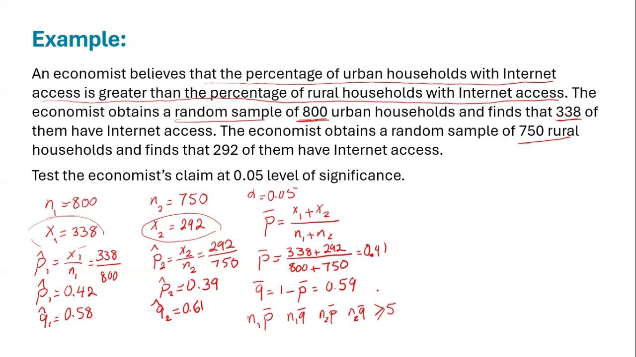Then I need to write the null and alternative hypothesis. To write the null and alternative hypothesis, I'm looking at the claim. So the claim says that the percentage or the proportion of the urban, that means the first sample, is greater than the second, P1 is greater than P2. And that's my claim. And you know, whenever we don't have an equal sign, we put it for the alternative, because the null should have the equal sign. And if the alternative is greater than, the null must be less than or equal to.